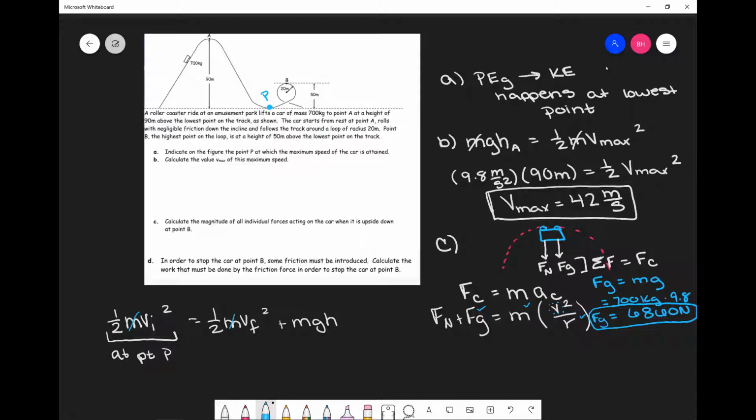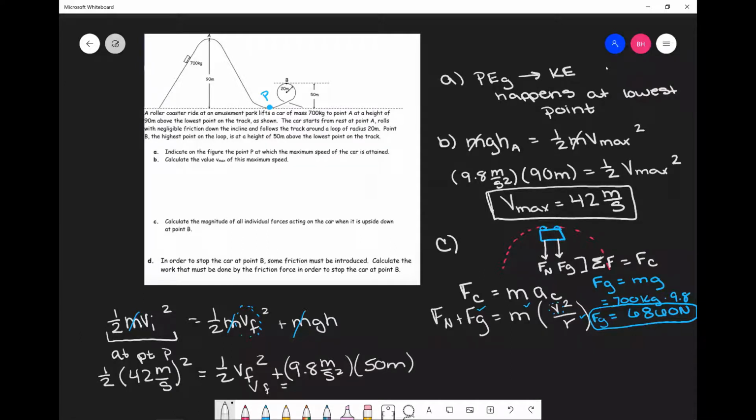We can cancel out our masses. We know our initial velocity because we already solved for that. What we are trying to find is our velocity final right here. So let's go ahead and plug things in. We have 1/2 times 42 meters per second squared is equal to 1/2 v final squared plus 9.8 meters per second squared times the height of that loop, which is 50 meters. What we end up getting for our v final is 28 meters per second.